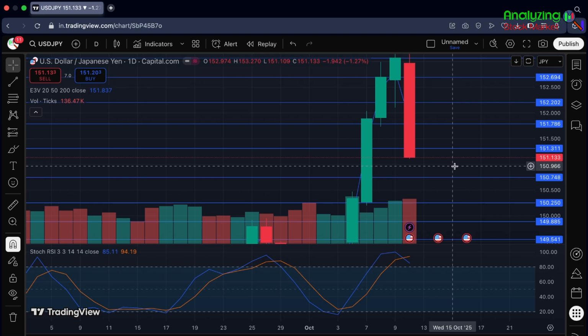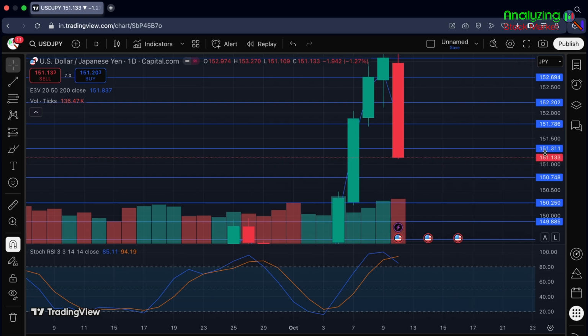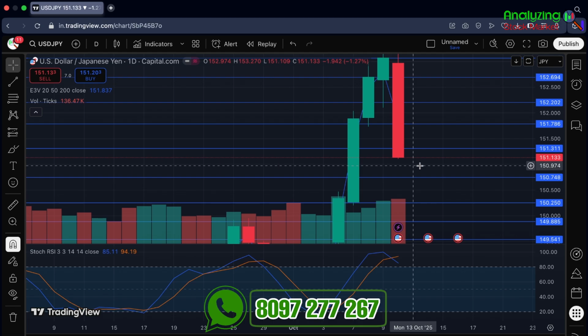Now let's talk about my opinion on the USD JPY pair for this week. According to previous week momentum, I'm expecting a negative move, which is around 150.250 to 150.748. I'm expecting a negative move in this range. I don't know if it's going to be a gap down opening or a gap up opening, but currently my expectation is a bit of a negative move.